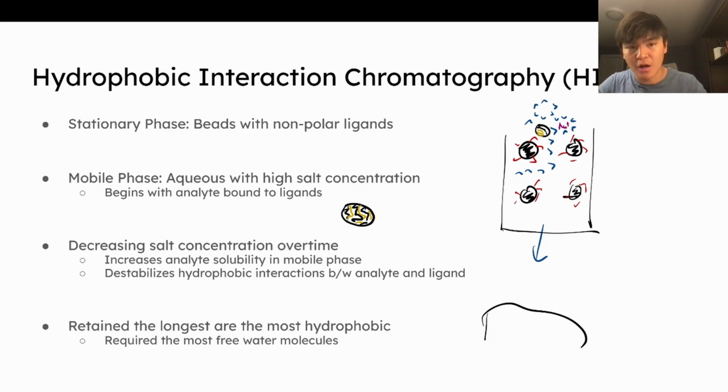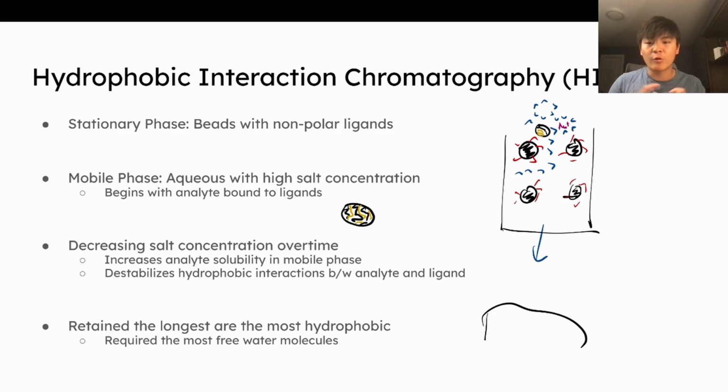Now, what's retained the longest? What's going to leave these ligands the fastest? Well, the compounds that aren't that hydrophobic are going to get carried away right away. Think about it. If you're mostly hydrophilic, and now the water is looking at you and wants to bring you down, you're going to go with it. The ligand isn't that strong. Whereas if you're a very hydrophobic protein, you don't care about this water, you just leave. So if you're hydrophobic, you're going to stay more on the ligand. If you're more hydrophilic, you're going to leave.